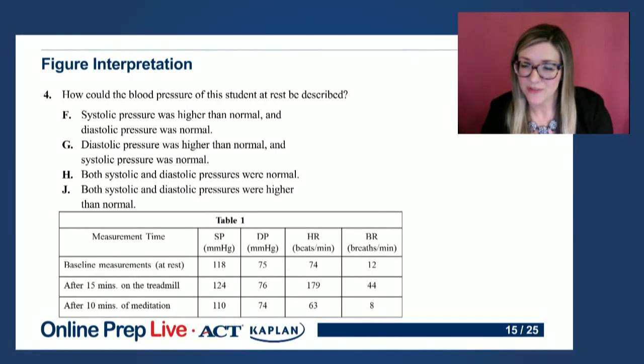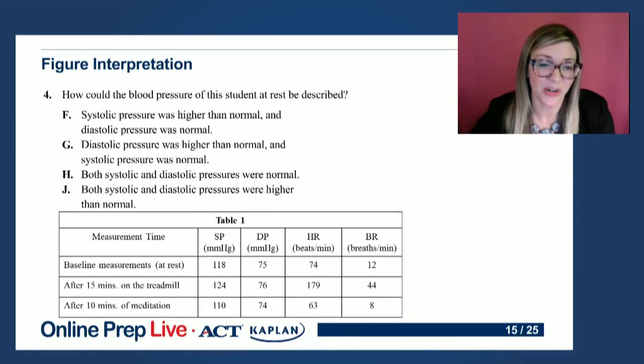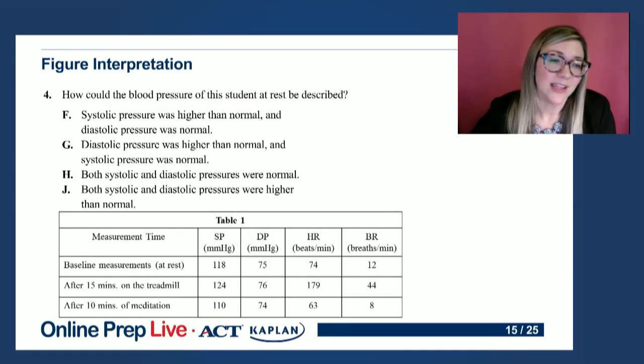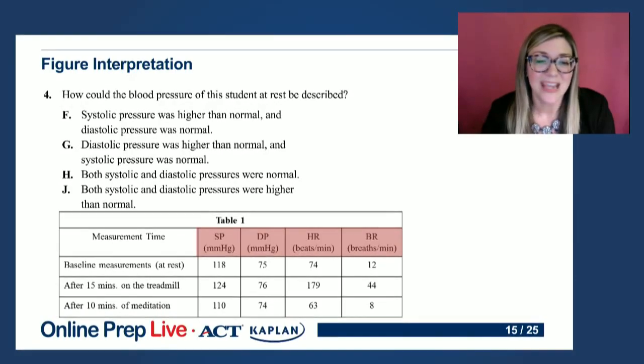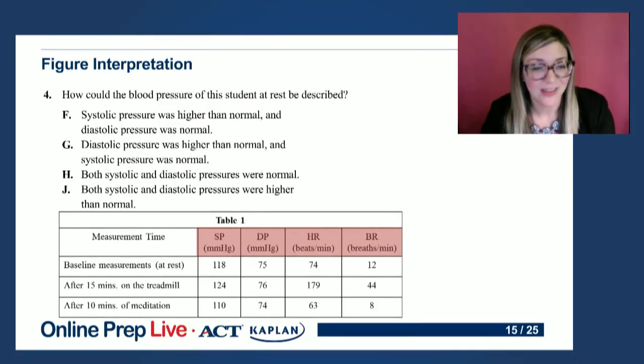Well, let's orient ourselves with this table real quick. So what we might want to do is take a look at the column headers. When we do that, we can see the systolic pressure, the diastolic pressure, our heart rate, and our breathing rate all listed right here. Then we have our different measurement points. We have our baseline, we have our 15 minutes on the treadmill, and we have our 10 minutes of meditation.